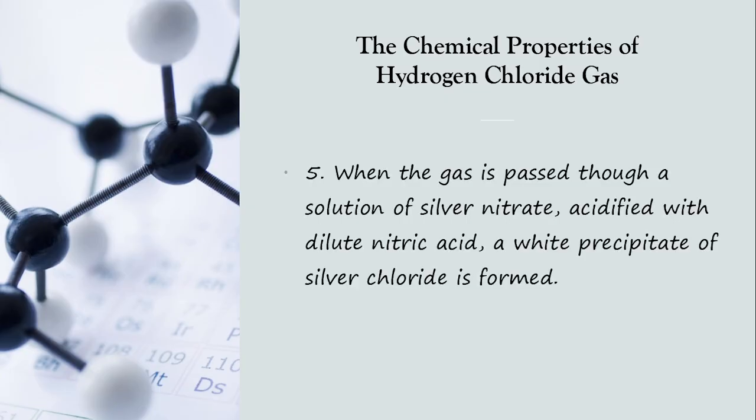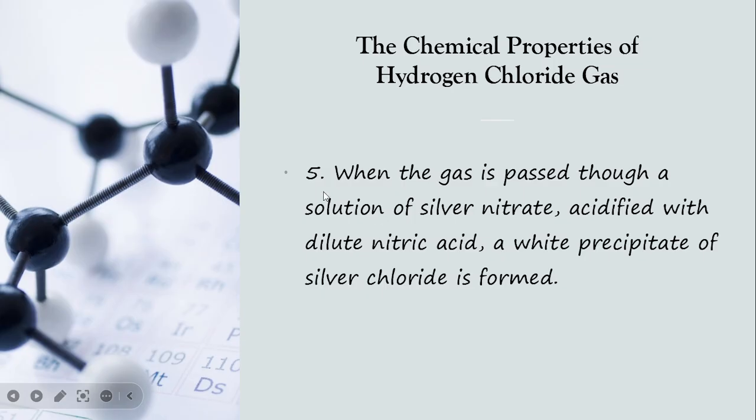Also, when the gas is passed through a solution of silver nitrate acidified with dilute nitric acid, a white precipitate of silver chloride is formed. So that's the other property of this gas when it is passed through this solution of silver nitrate.